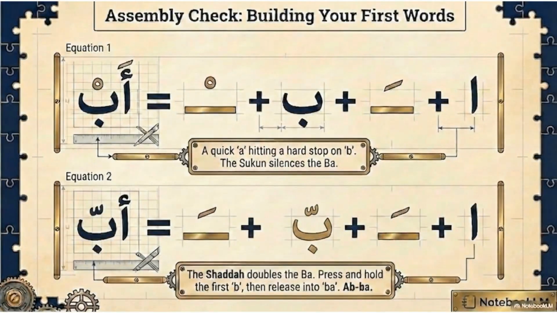In the first word, the sukun silences the letter ba, resulting in a quick, hard stop on ba. So the word is pronounced ab. In the second word, the shaddah doubles the ba, resulting in ab-ba. So you read it ab-ba, stressing on the letter ba.